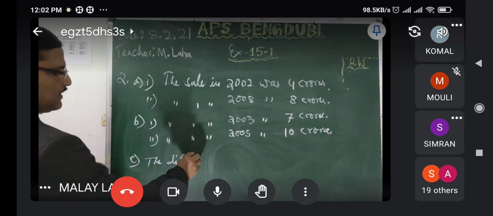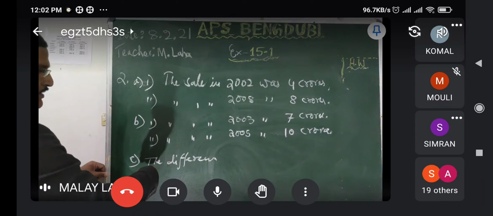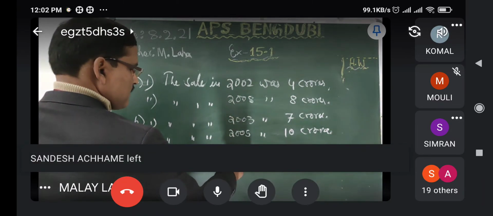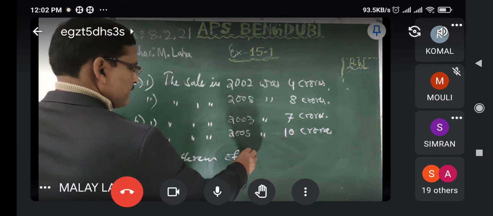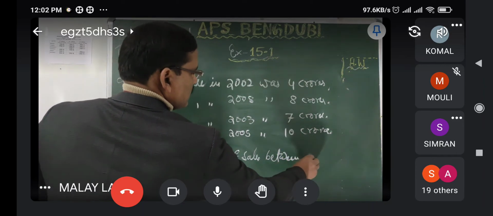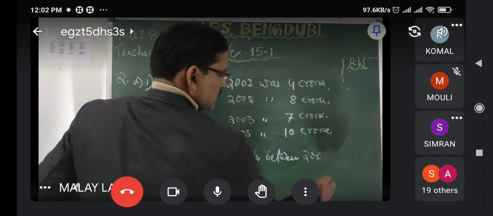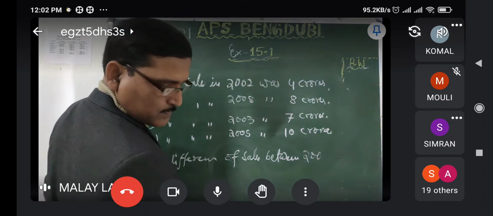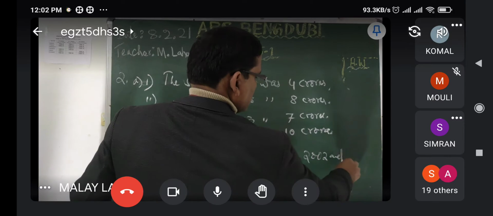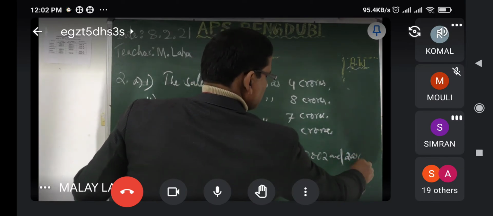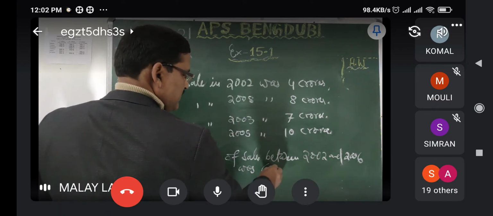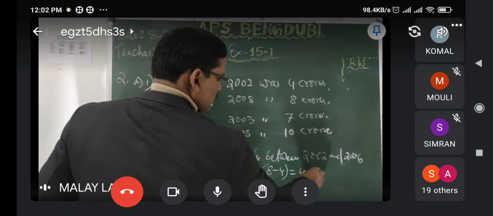The difference, can we here see it? This line, is it visible? Yes, sir. The difference of sale between 2002 and 2006 was, क्या होगा, 8 minus 4 equals to 4 crore.